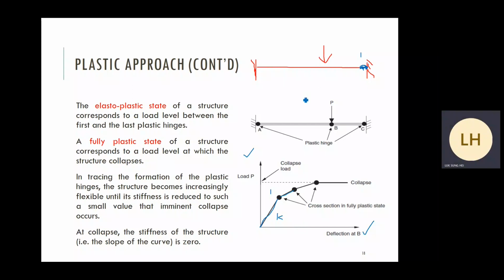Then, you can see that the member is still okay, so the loading can increase further. If the loading increases further, we expect that there may be another plastic hinge forming. Say, for example, I just assume arbitrarily that a plastic hinge forms on the other end. After formation of the other plastic hinge, it's still okay, but the slope is even smaller. Until the formation of the third plastic hinge.